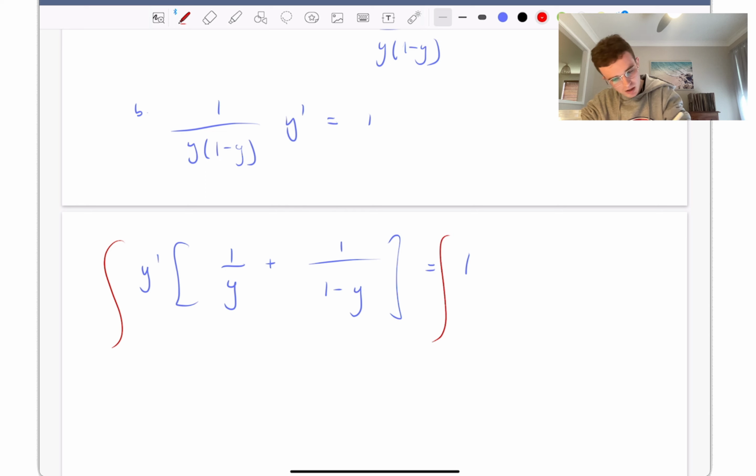Now we can integrate both sides. The integral of both of those is ln of y plus ln of 1 minus y, and that's equal to x plus c.